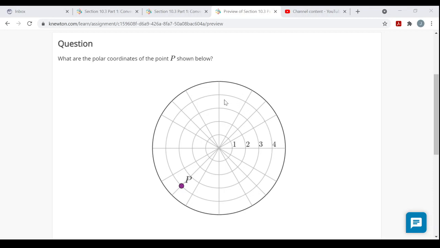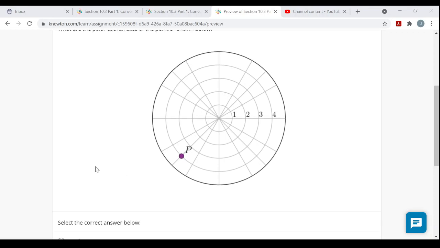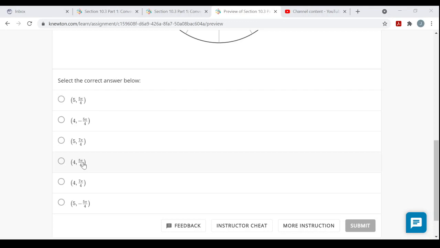So if I start at 4, travel along this circle of radius 4, well, there's pi radians, right? That's halfway around the circle, pi radians. And then to get to P is another pi over 4 radians. So if I start at r equals 4, and sweep out an angle of positive 5 pi over 4, I'll land at point P. Okay, so 4 for r, 5 pi over 4 for theta. That would be this coordinate right here. 4 for r, positive 5 pi over 4 for theta.